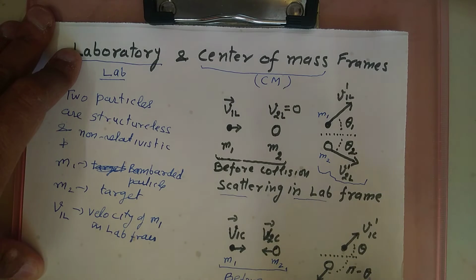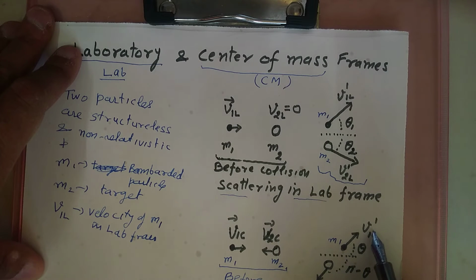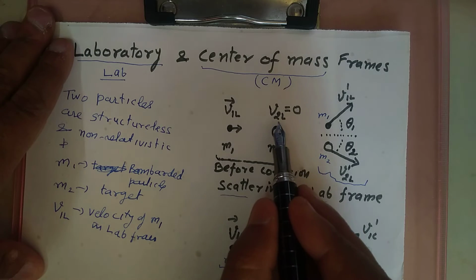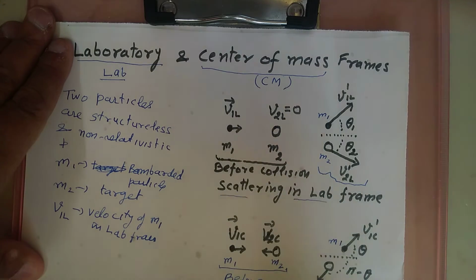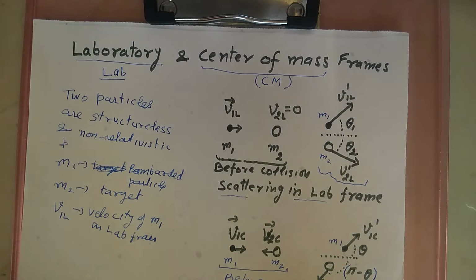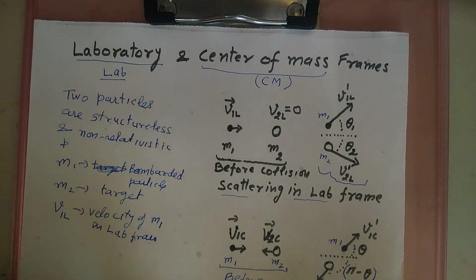And after collision what will happen, that the particle M1 will get scattered through an angle theta, and velocity is v1 prime 1c. C denotes center of mass, and L here denotes the lab frame. This is the notation we use here. And this M2 particle gets scattered through an angle of pi minus theta, and velocity is v2 prime 2c. And these are the parameters after the collision.